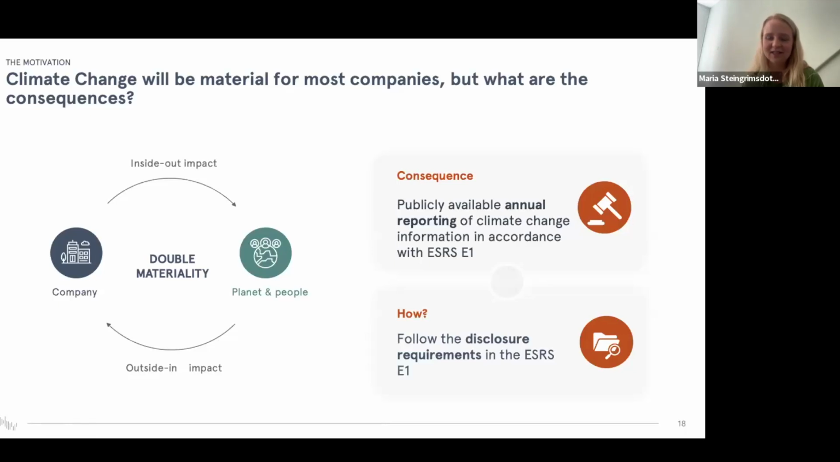So the ESRS E1 standard is in fact the only topical standard where, if you decide that it is not material, you will need to explain in detail why you have taken that decision. So most likely the double materiality will result in climate change being material, and the consequence of that is that the company will need to publicly report on climate change information in accordance with ESRS E1. And this reporting needs to be made available for stakeholders and investors. But how do you do it? You need to follow the disclosure requirements in the ESRS E1 standard.